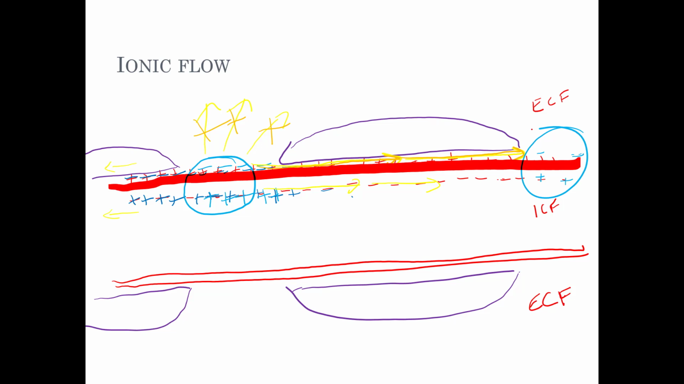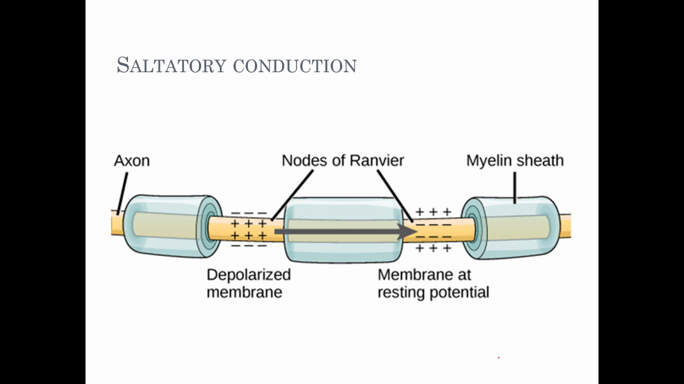Hopefully that will help you to understand what was going on with the myelin sheath and saltatory conduction. Of course, if there aren't any myelin sheaths, then we have continuous conduction that occurs. Okay, so this is kind of what it looks like. So in the nodes, of course, there's depolarization. The flow of ions occurs underneath the myelin sheaths and then results in depolarization at the next node.